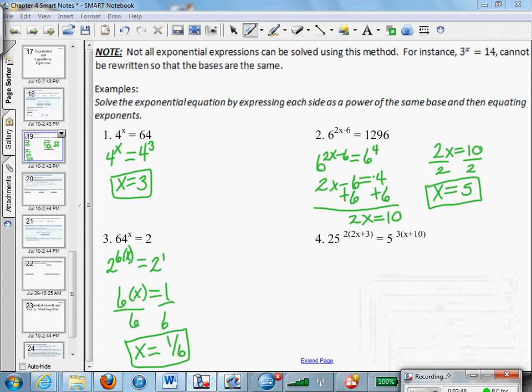And finally, for a problem that looks a bit more intense, but really it's not that bad: 25 to the power of 2 times 2x plus 3 equals 5 to the power of 3 times the quantity x plus 10. First thing I would want to do is write 25, and then take the 2 and distribute it across. So 2 times 2x is 4x, and 2 times positive 3 is going to give you a positive 6. And then just rewrite the other side.